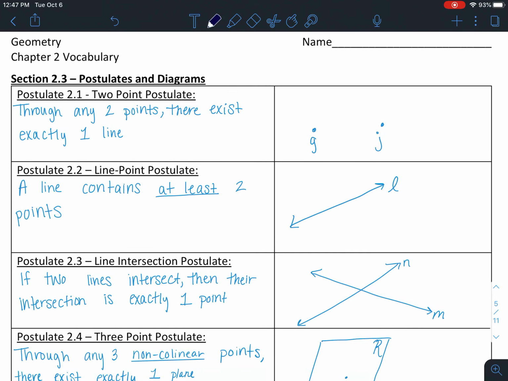Here's 2.3 postulates and diagrams. So this one is going to be a lot of just words and definitions. So buckle in and let's get going.